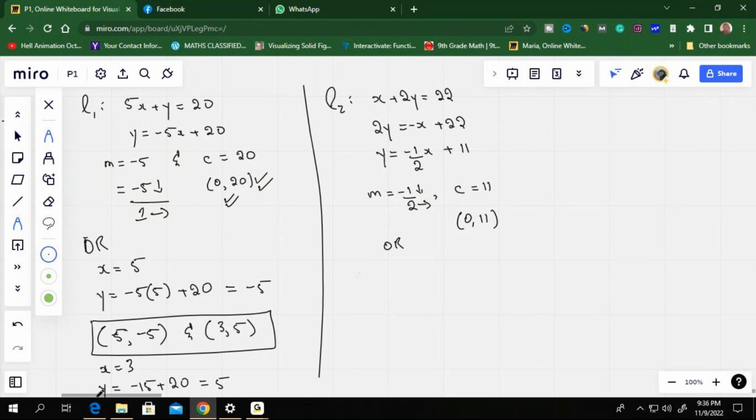So if I pick x value 2, then I get y value 10. If I pick up x value 5, I must use a number that is divisible by 2 here. So if I pick up x value 6 or 8, then y is going to be minus 4 plus 11. So it is coming out to be what?